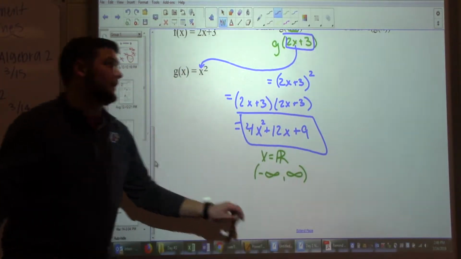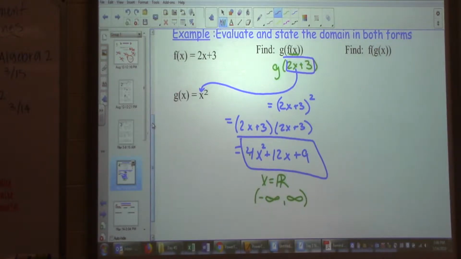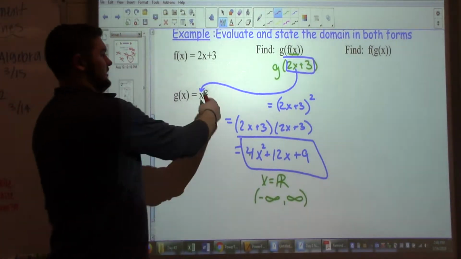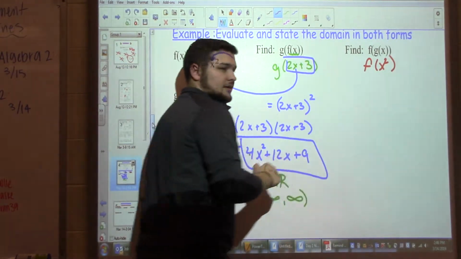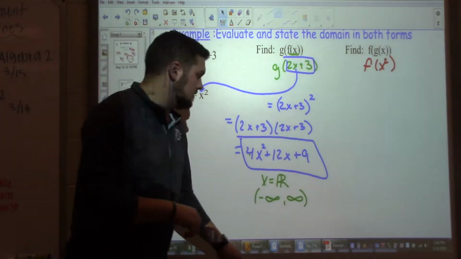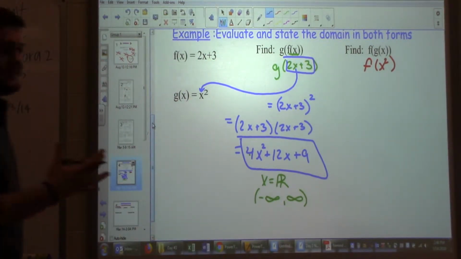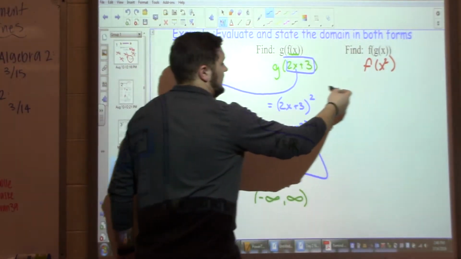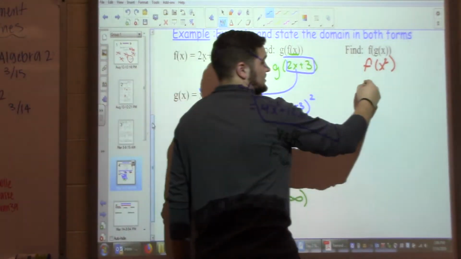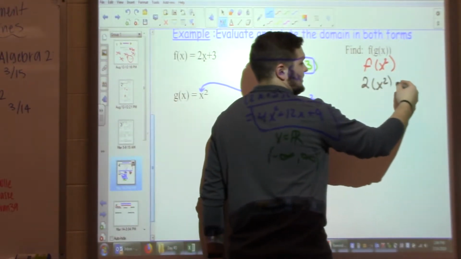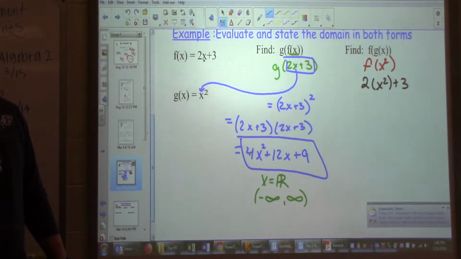Alright, let's try going the other way. F of g of x. So we want the result of g of x, or what does g of x equal? In this case it's x squared. So I'm going to rewrite it as f of x squared. And what I'm going to do is take that result, that x squared, and plug it in to my f of x function. I'm going to plug it in anywhere I see an x over here. In this case it's being multiplied by 2. So I'm taking 2 times x squared plus 3. Does that make sense?